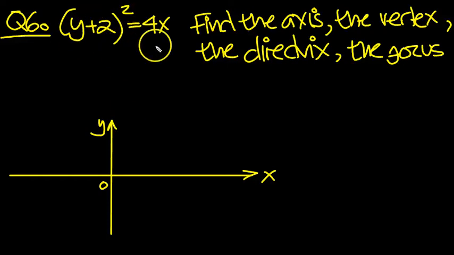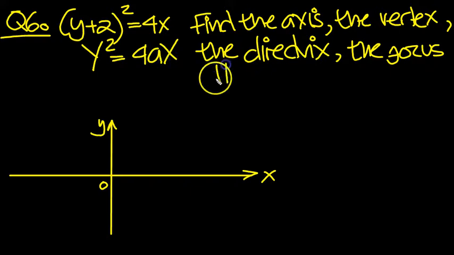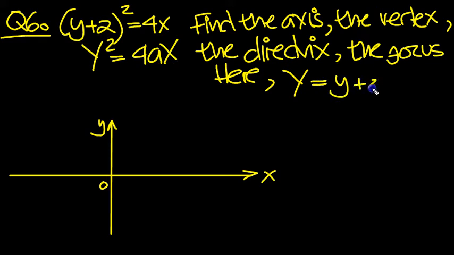(y + 2)² = 4x. Let's just compare that with y² = 4ax underneath. So here, the capital Y axis corresponds to the value of y + 2. The value for 4a is 4, so a must be 1. And the capital X corresponds to just the x-axis itself.